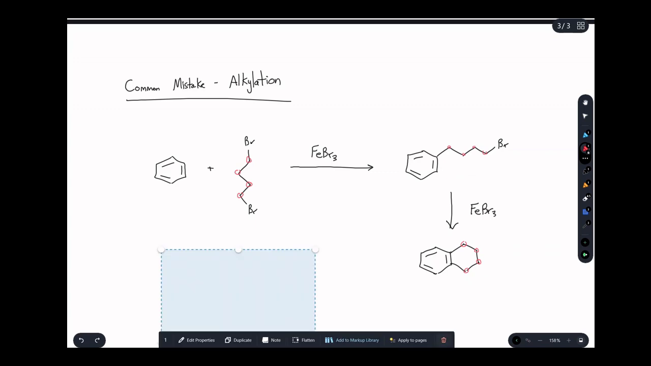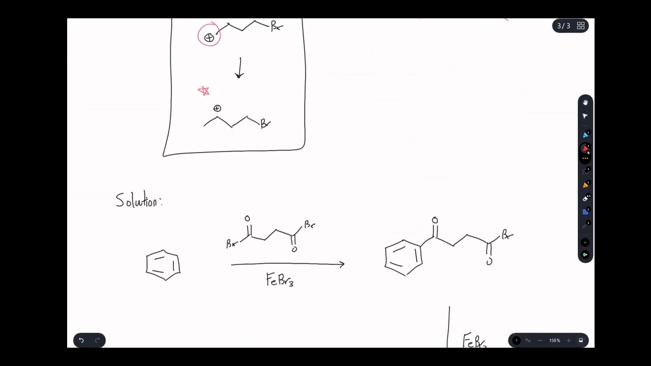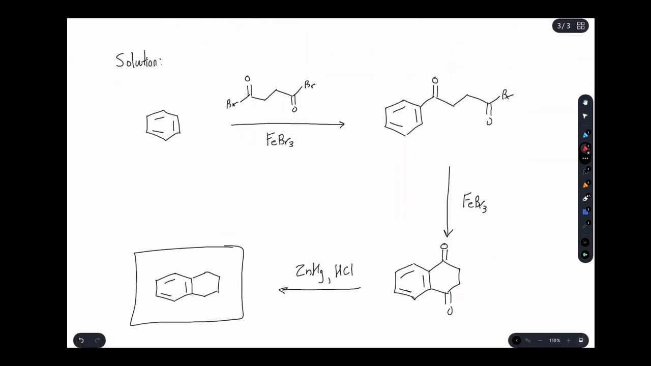While that looks great, keep in mind that that carbocation, if I was to remove the bromine and put a positive charge there, would swiftly rearrange. That means the benzene wouldn't be able to attack that carbon, and this pathway doesn't work. So, of course, the solution is to use the same idea, but do it with acylation.